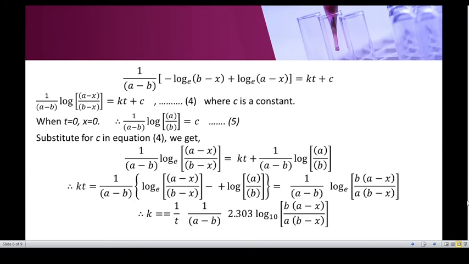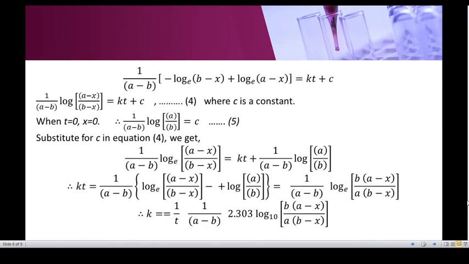Now what is the integration of 1 over (a minus x)? That will be minus log of (a minus x). The integration of 1 over (b minus x) is minus log of (b minus x). So the above equation becomes 1 by (a minus b) into [minus log (b minus x) plus log (a minus x)] equal to kt plus c.